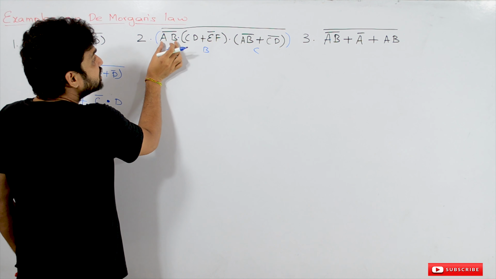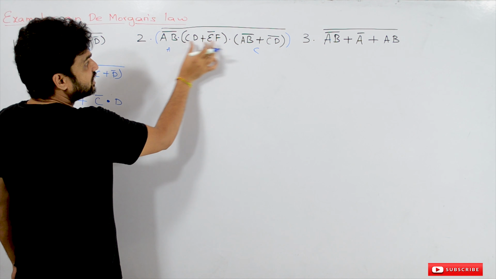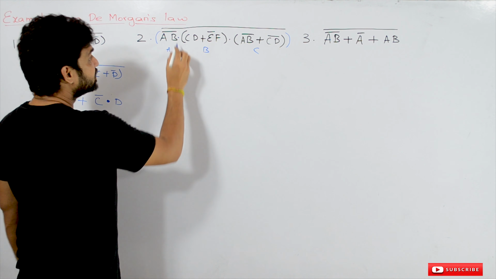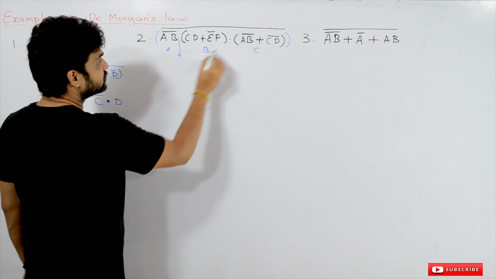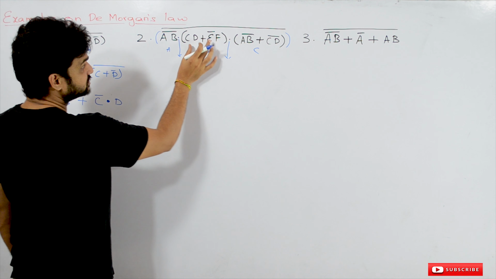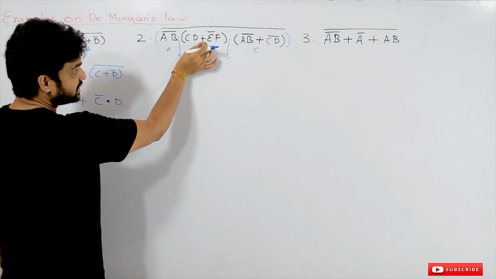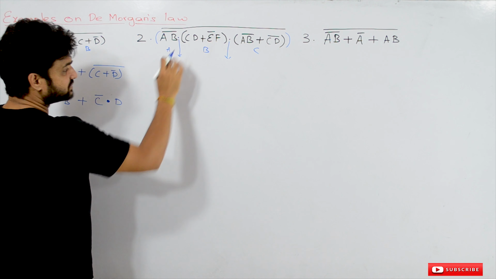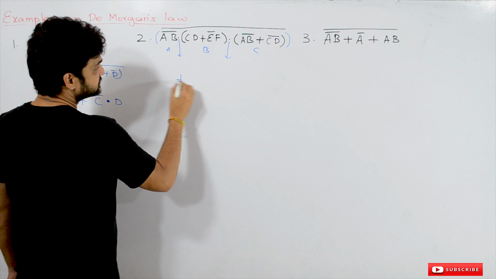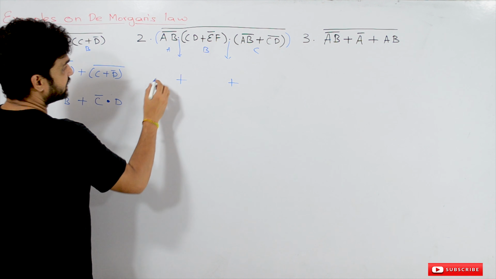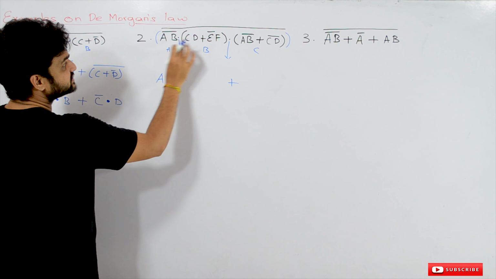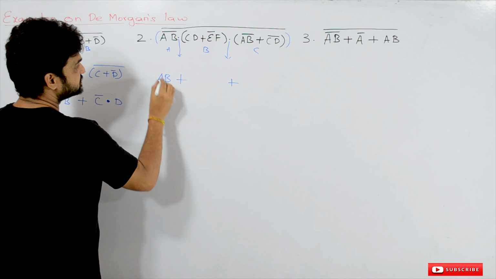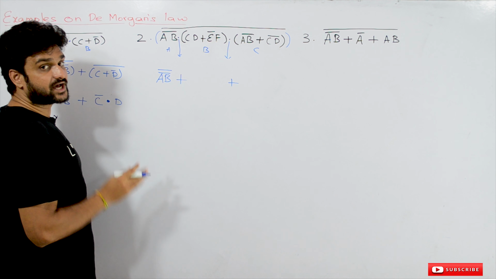Now what is the first step? The first step in De Morgan's law is to convert all the ands to ors or all the ors to ands. We are not going to disturb this plus. We are going to consider only these dots and and symbols, and we are going to convert them into pluses. Now we have to complement each and every variable, which is equal to AB bar whole bar.